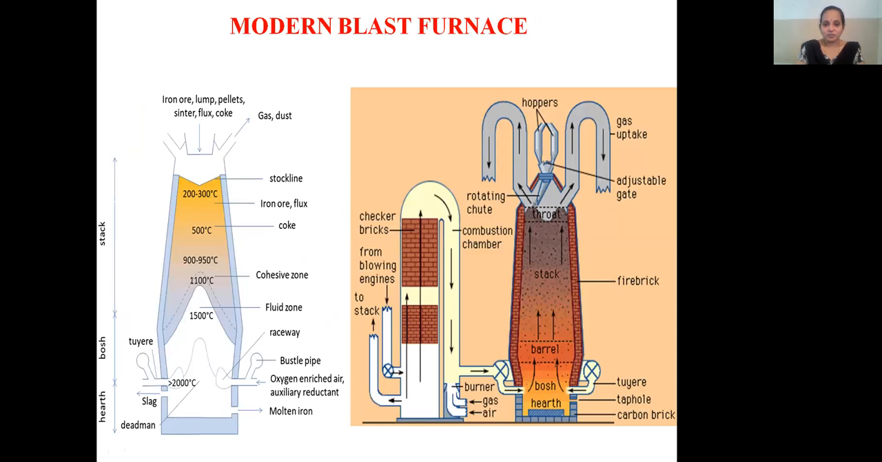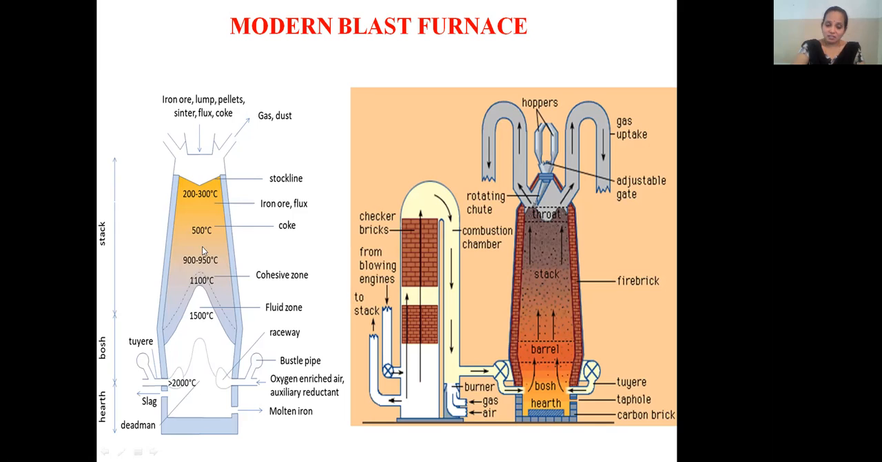Modern blast furnace. Here we can find the different temperature zones in the blast furnace, and these are the uptakes. From here we charge the raw materials through the revolving chute in today's fashion, but in the olden days there was a cup and cone arrangement. At the top of the stack zone the temperature is 200 to 300 degrees Celsius, and at the lower side of the stack line it is 900 to 950 degrees Celsius. In the stack zone, iron oxide is reduced to iron in the solid state; around 25% of the iron oxide is reduced to iron in this state.